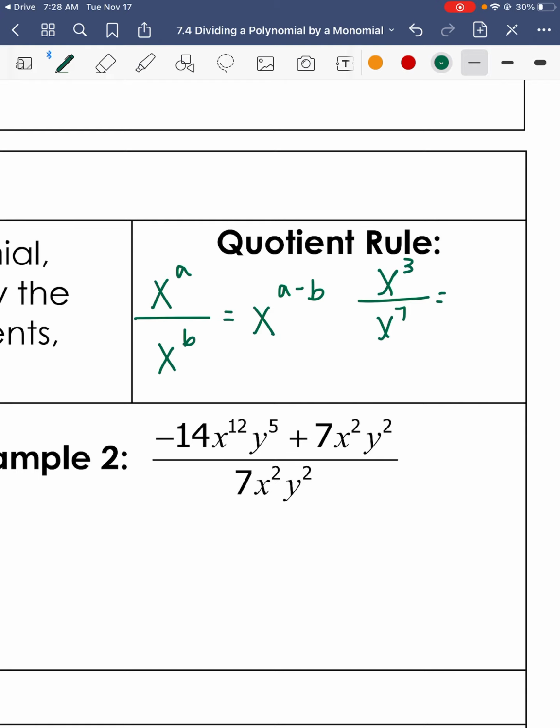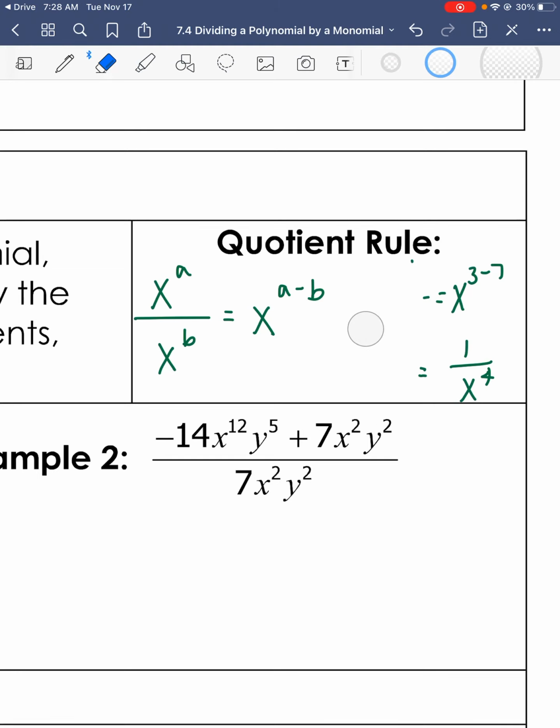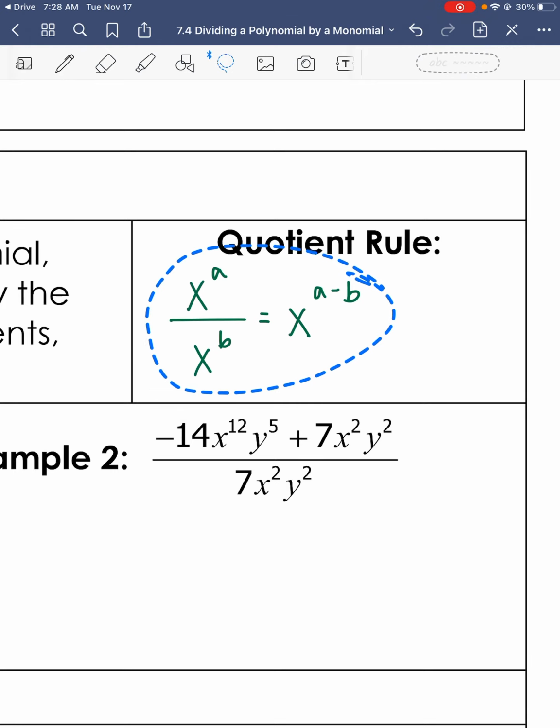But say we had x to the 3rd over x to the 7th. We would still subtract these, so we get x to the 3 minus 7. Well, 3 minus 7 is negative 4, so x to the negative 4th would be our answer. But because we cannot give our final answers with negative exponents, we'll move it to the denominator. Right now technically it's in the numerator above 1, so we'll move it to the denominator and put 1 over x to the 4th. Just a little reminder on negative exponents there as well.